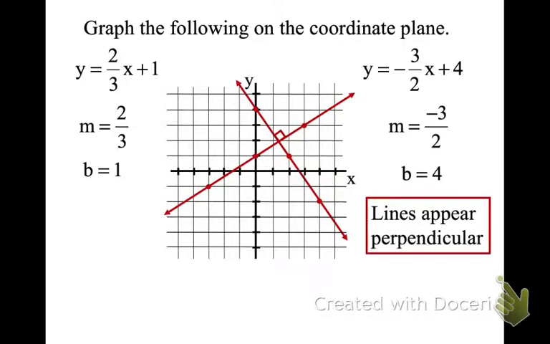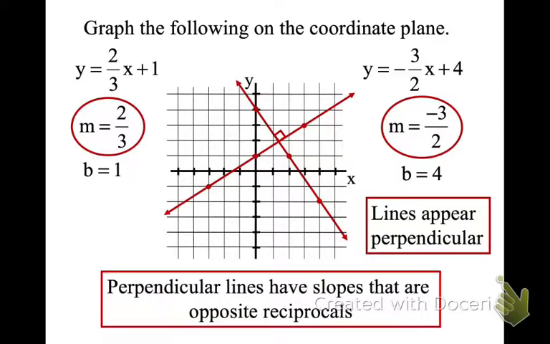Okay. Now, this is what we call perpendicular lines. Okay? Perpendicular lines. Now, we can check this. The way we check, they have opposite reciprocal slopes. Opposite sign, reciprocal numbers. So the opposite of positive 2/3 would be negative, and then the reciprocal of 2/3 would be 3 over 2. It's the flip.